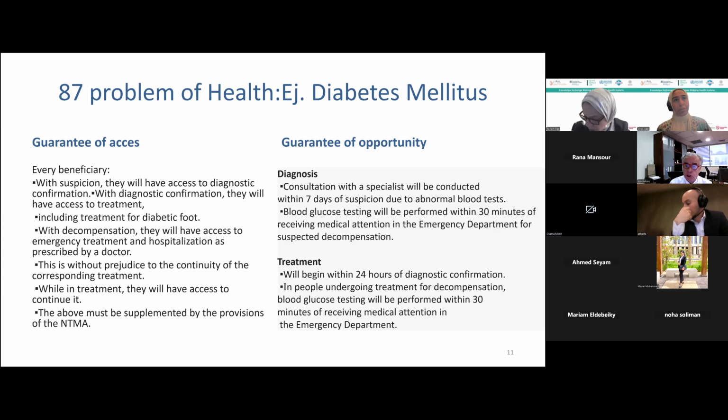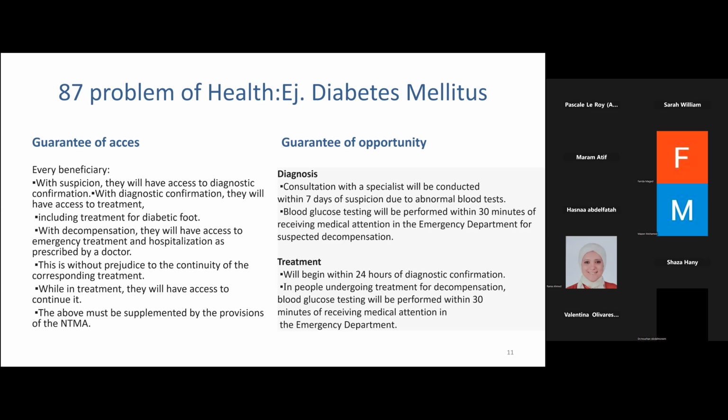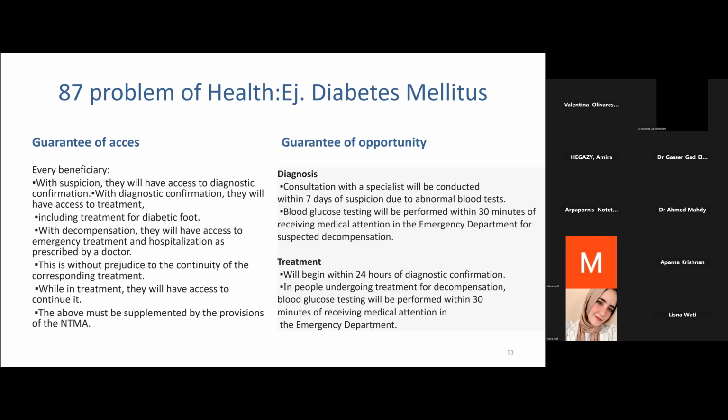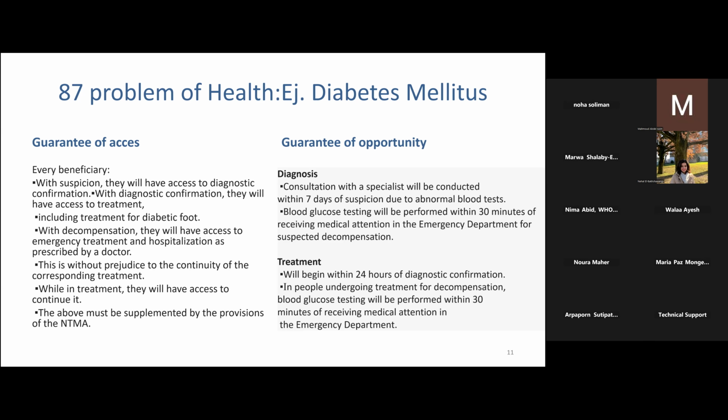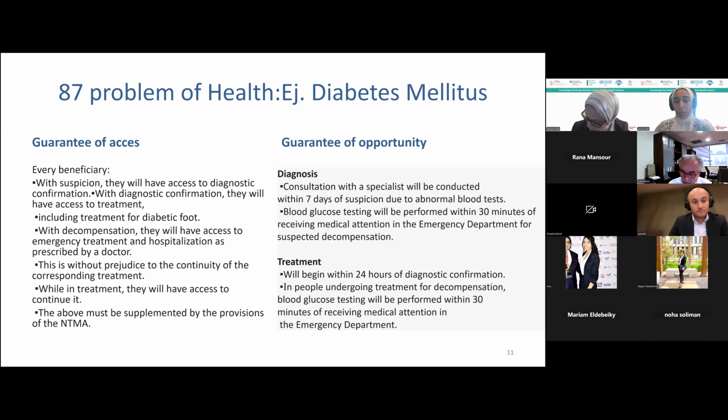In relation with the opportunity, the specific law establishes how long you have in order to give the treatment and diagnosis to the patient. For example, consultation with the specialist will be conducted within 7 days of the doubt appearing in relation with an abnormal blood test. That means that, for example, if the general physician recognizes that the patient has a high blood sugar, they need to send the patient to the specialist, and the patient needs to receive the diagnosis in 7 days maximum.